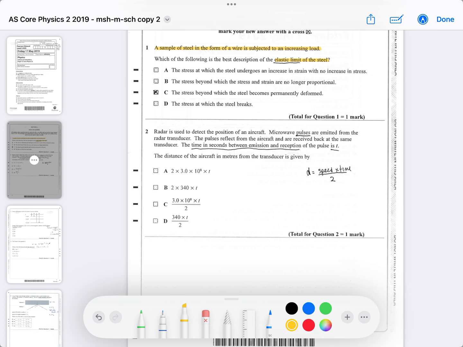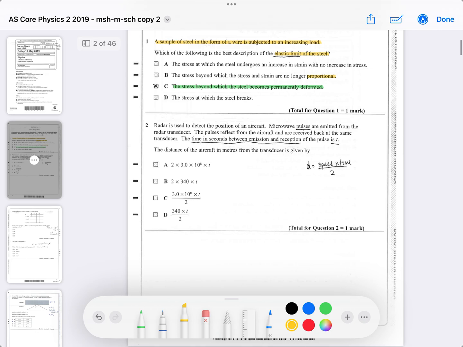B says the stress beyond which the stress and strain are no longer proportional. Well, that's the proportionality limit. When stress and strain are no longer proportional, that's the proportionality limit. Slightly further than that, just past the straight line portion is the elastic limit. So C is the correct answer. C says the stress beyond which the steel becomes permanently deformed. It will no longer be elastic in its behavior, which means it will no longer return to its original shape or length. And then D says the stress at which the steel breaks. Well, that's the ultimate tensile stress, so that's wrong as well. So the answer is C.